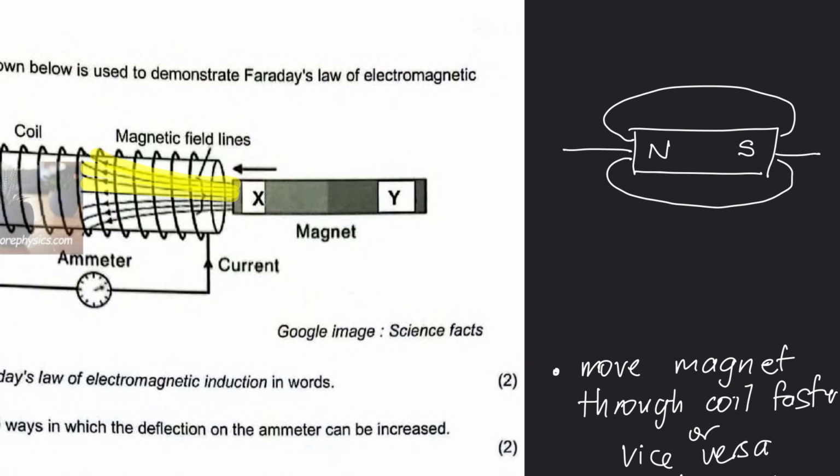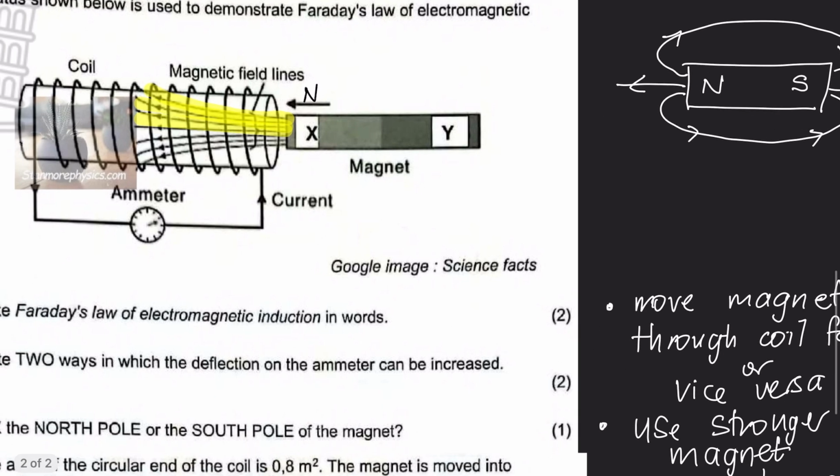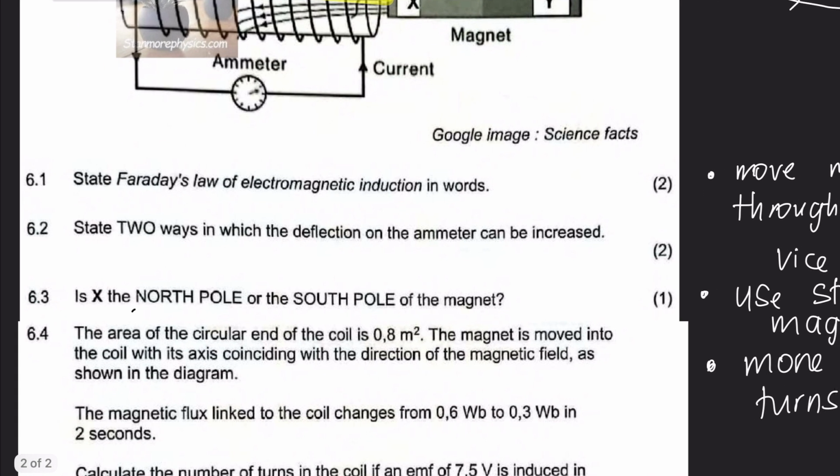Now the field lines go out of the north, so they point away from north, they point into the south. So you can see that these arrows are pointing away from the magnet, meaning that X must be north. Okay, so X is north.